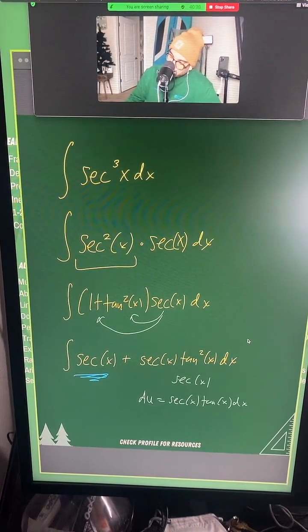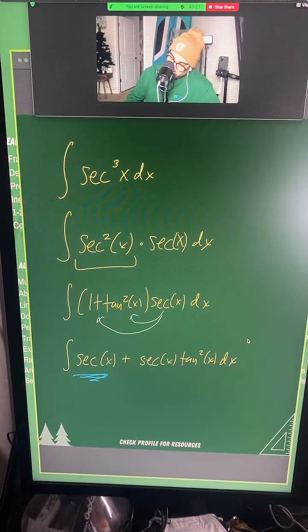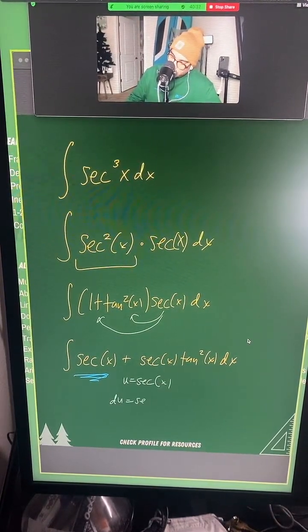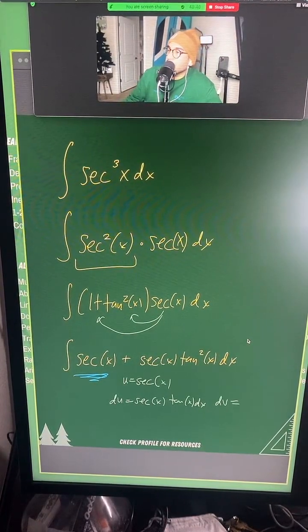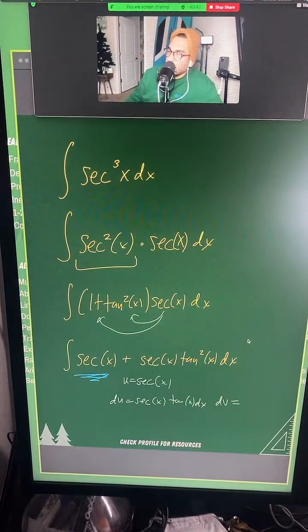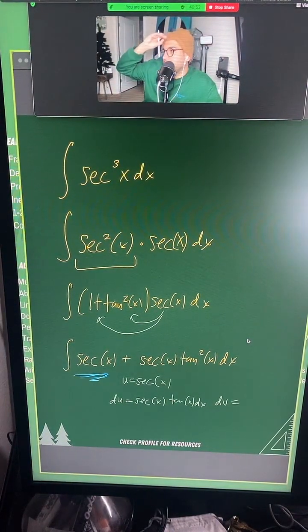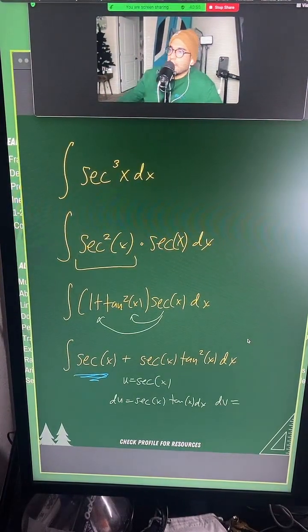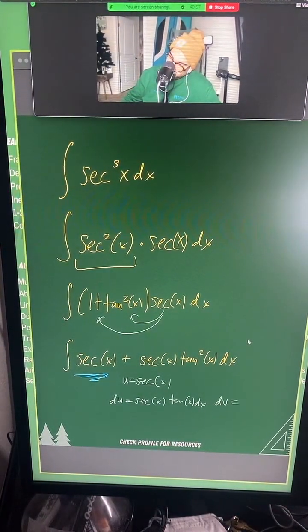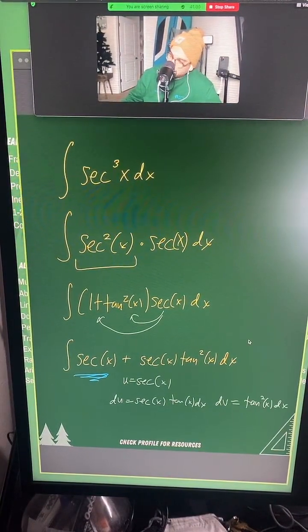Guess I don't have room for this. Hold on, let me just make this a little better. So u is equal to secant x, du is equal to secant x tan x dx. Okay, that would mean that our dv is going to be tan squared x. Does that work? If we make our dv equal to tan x, will that work, guys? What do you think?